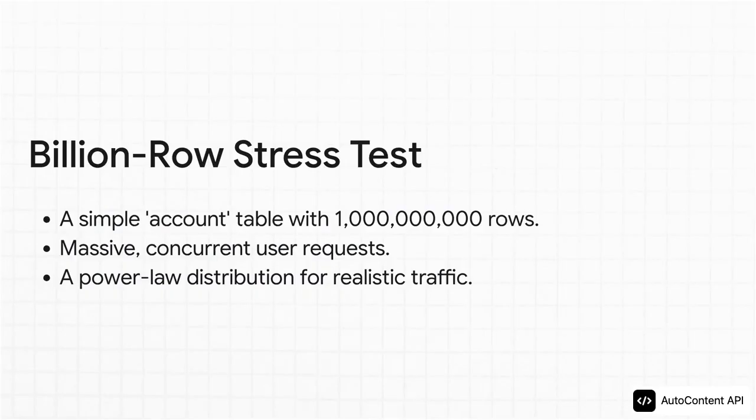And we are not pulling any punches with this test. We've got a huge table, a billion rows. We're going to hammer it with a ton of simultaneous requests. And here's the important part. We're mimicking real-world traffic. You know how a tiny number of accounts are always the busiest? Think of a few major companies on a payment platform. They create almost all the traffic, which means tons of requests are trying to hit the same few rows at the same time. It's the ultimate stress test.